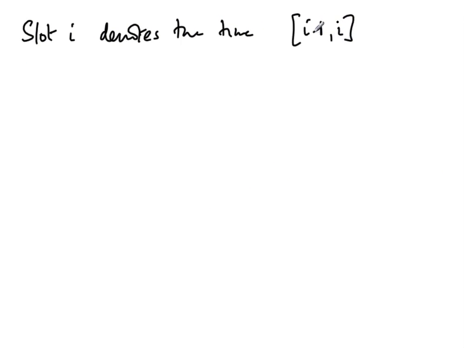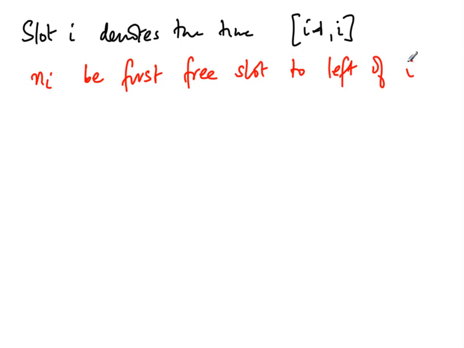So just to remember, slot i denotes the time from i minus 1 to i. So this is what we mean by slot i, the time from i minus 1 to i. Now let N_i be the first free slot to the left of i. So this is the latest time slot that I can put without crossing i. In general, of course, N_i is going to be less than or equal to i. If i itself is free, then N_i is i, but it could be something strictly smaller.